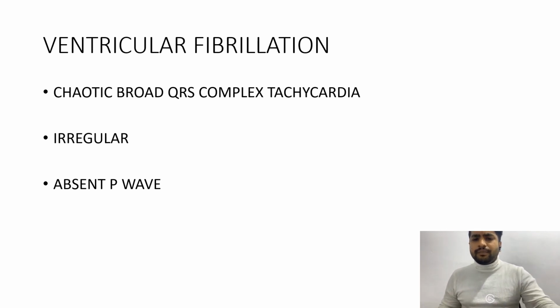So how do we diagnose ventricular fibrillation on ECG? There would be a chaotic broad QRS complex tachycardia. If you go back to the earlier video, you will see that all the VTs had a similar pattern, they were regular and made a proper wave pattern. But in ventricular fibrillation, you will see a chaotic pattern of QRS complexes. We will see this in the next ECG examples. Those QRS complexes will be irregular and the P wave would be absent. Why would the P wave be absent? Because there is no atrial activity. The arrhythmia is originating from the ventricles. Again, a broad QRS complex tells us that the rhythm is starting from the ventricles.